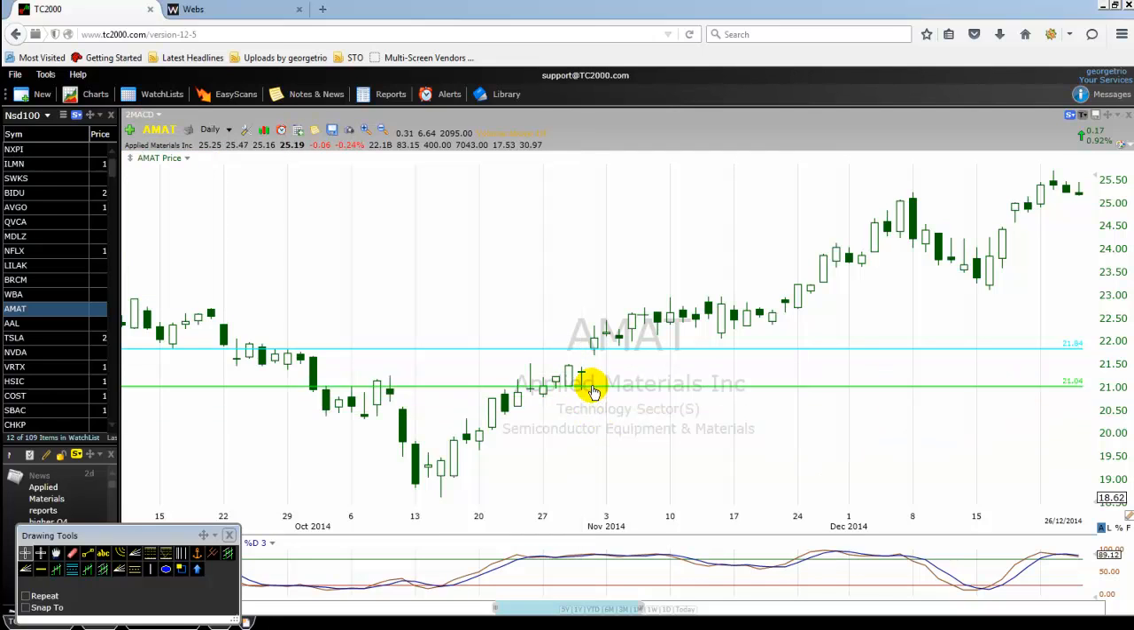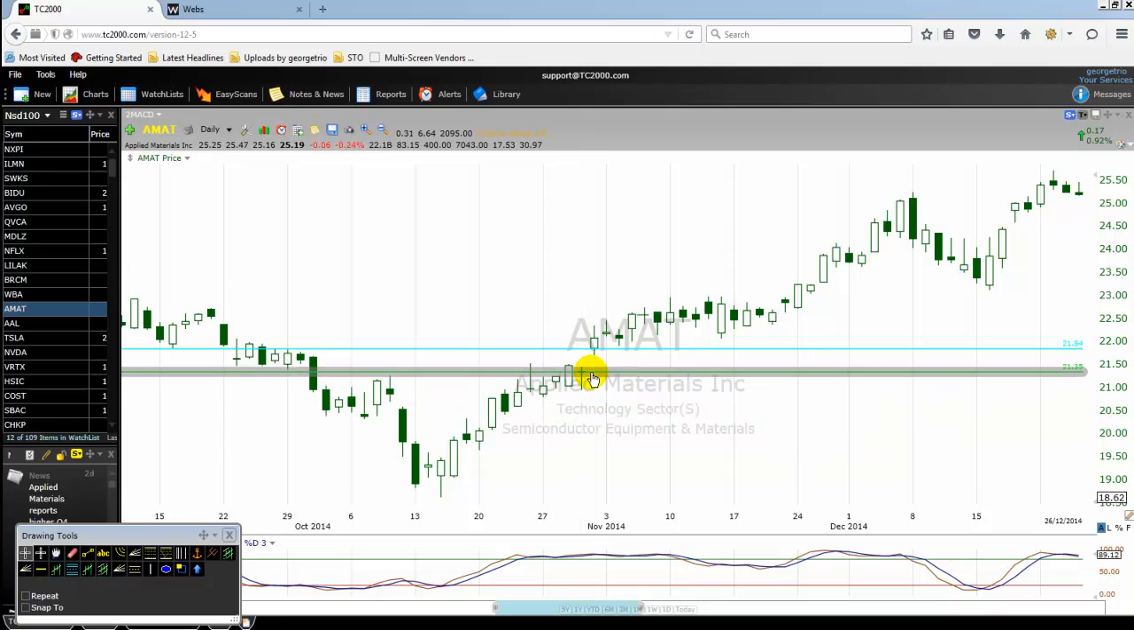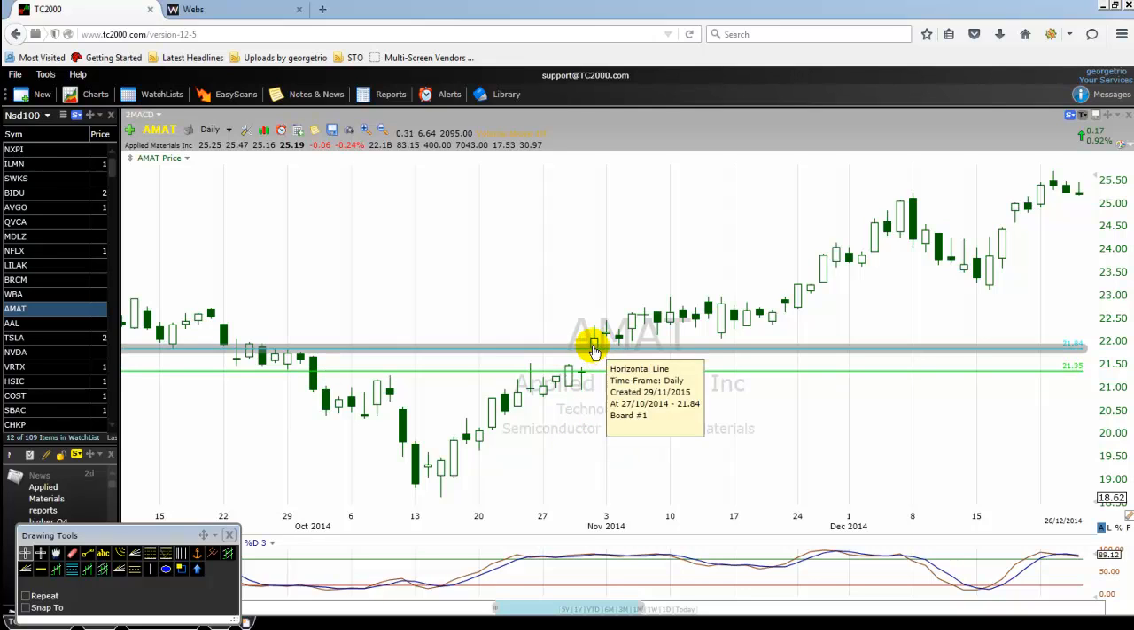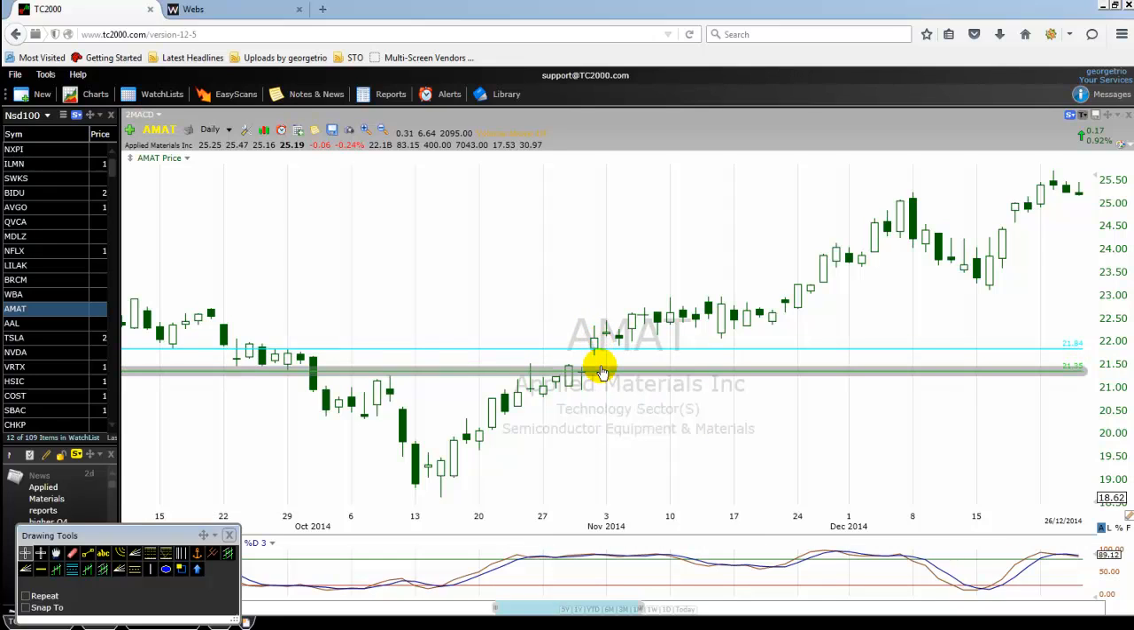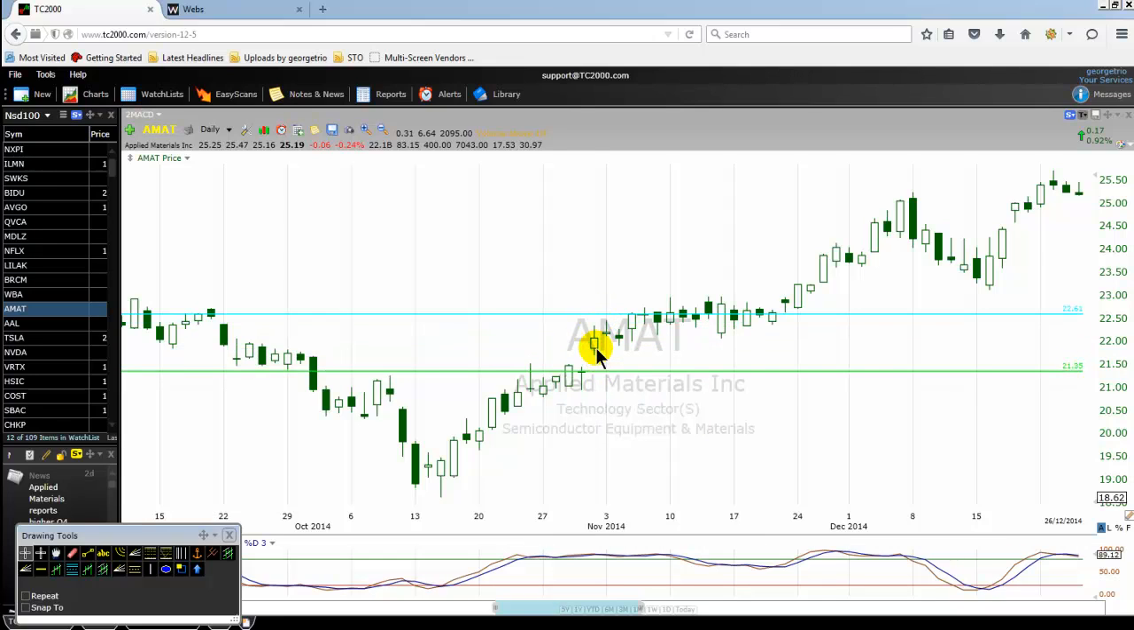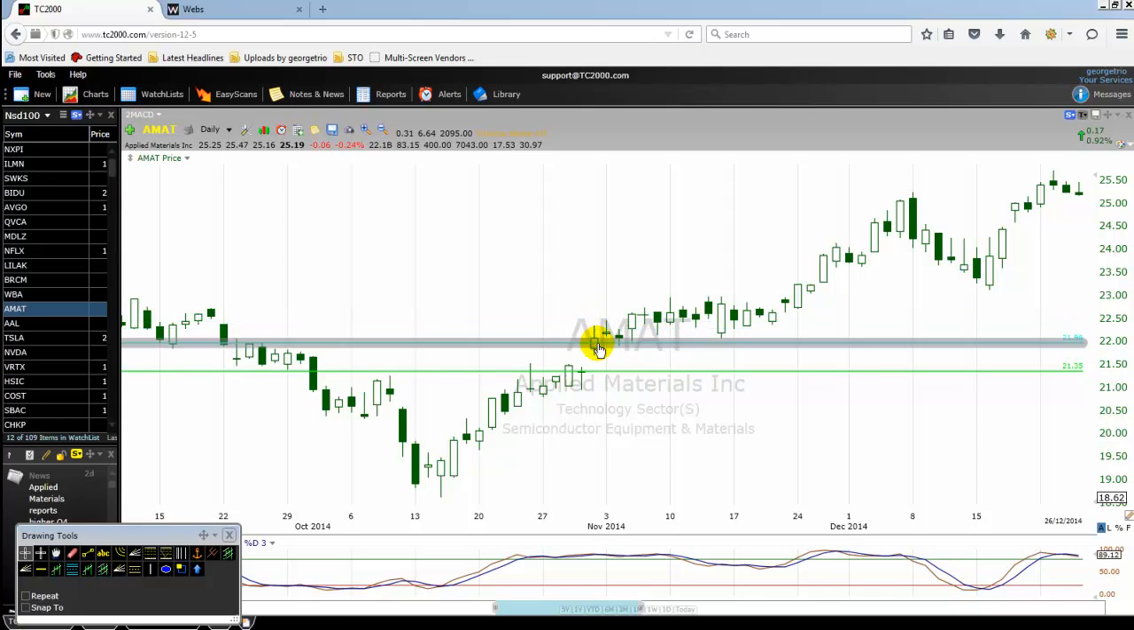So we draw the line there, where the gap started from. It started from the closing price. The following day, the stock gapped up. The opening price of this candle is the ending of this gap. It's a bullish gap. So the opening price of this candle here is the ending of the gap, and we draw another line there.